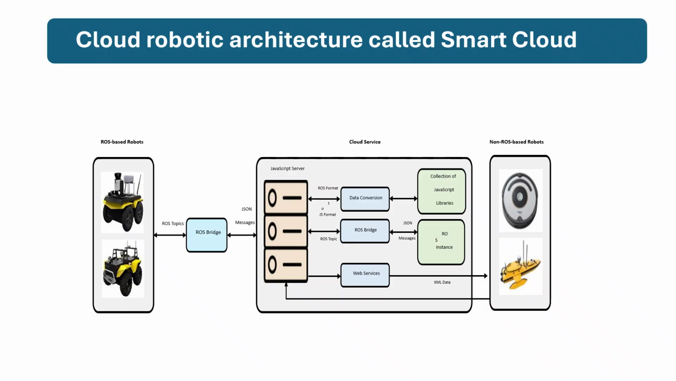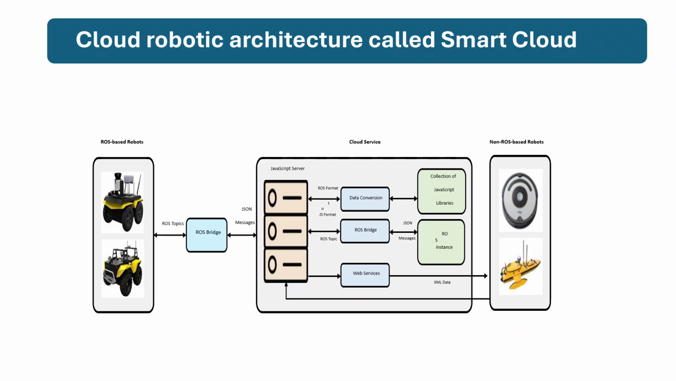Yesterday we started a new research topic, that is cloud robotic architecture, which is also known as smart cloud. I shared the robotic architecture diagram yesterday also. This is the cloud robotic architecture, also known as smart cloud. That means the robot, the client, can have access to the data stored on the cloud. And this smart cloud architecture is used for big and huge computational purposes.